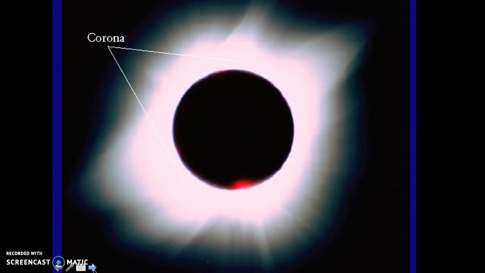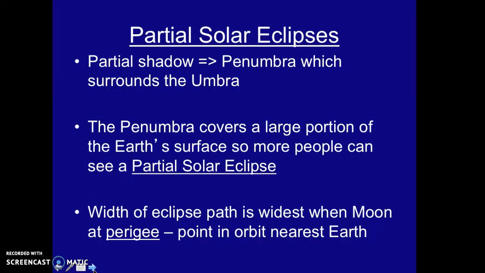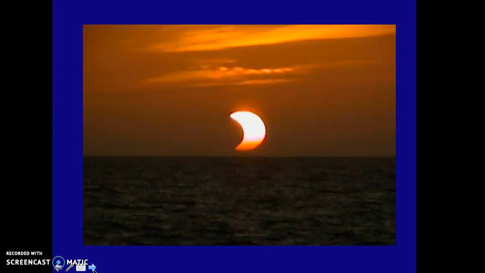So here's the corona, that atmosphere of the sun that's created during a solar eclipse. We're only able to see that because we're blocking out the really bright part that we normally see. So partial eclipses are when we go through the penumbra instead of the umbra. So a partial eclipse would look something like this. You're partially covering up the sun.